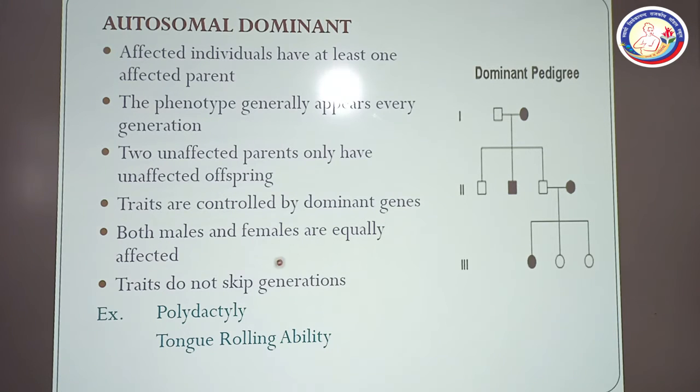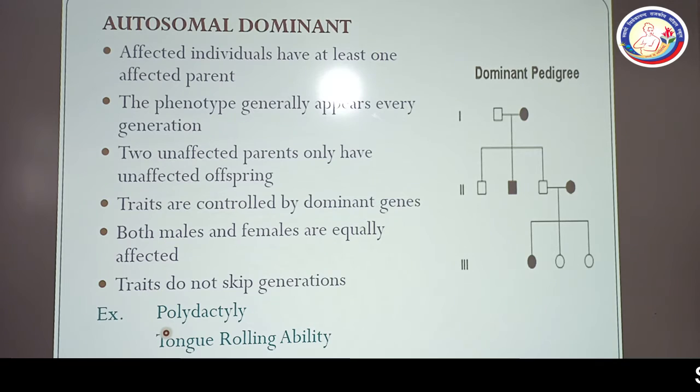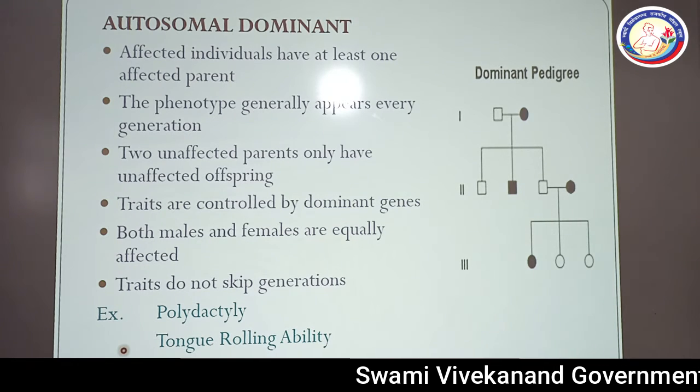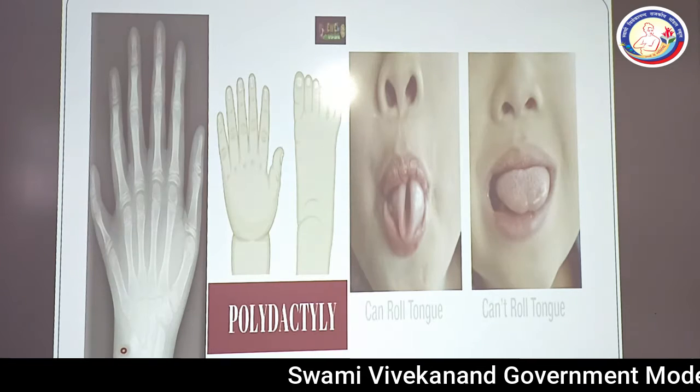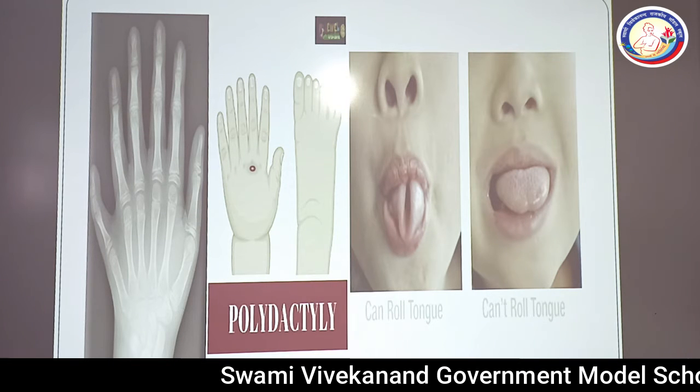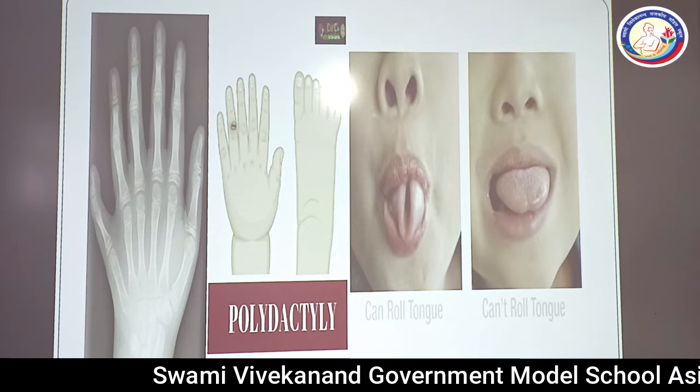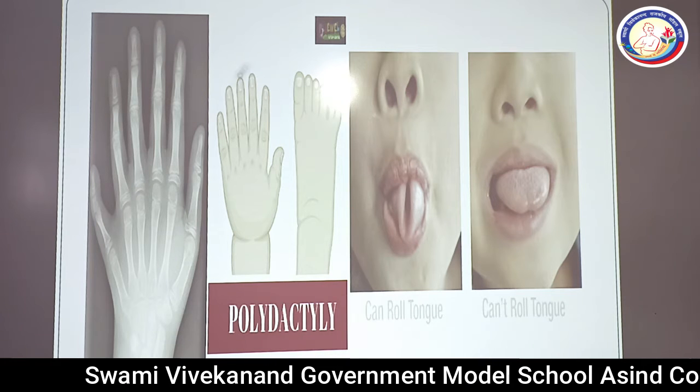Both males and females are equally affected. Traits do not skip generations. You can see the effect in every generation. For example, polydactyly, which means presence of more than 5 fingers, and tongue rolling ability. Tongue rolling is a specific ability, and you can see the figures. In the hand you can count 1, 2, 3, 4, 5 and 6 fingers here.